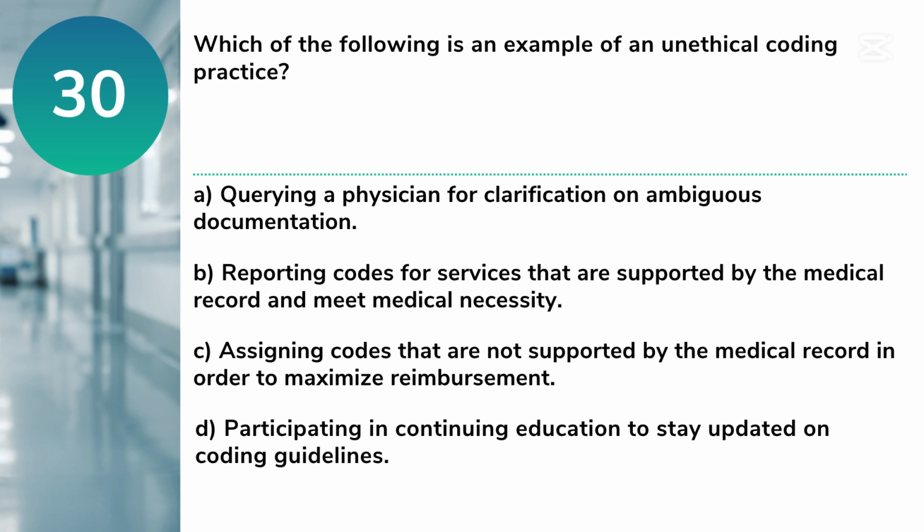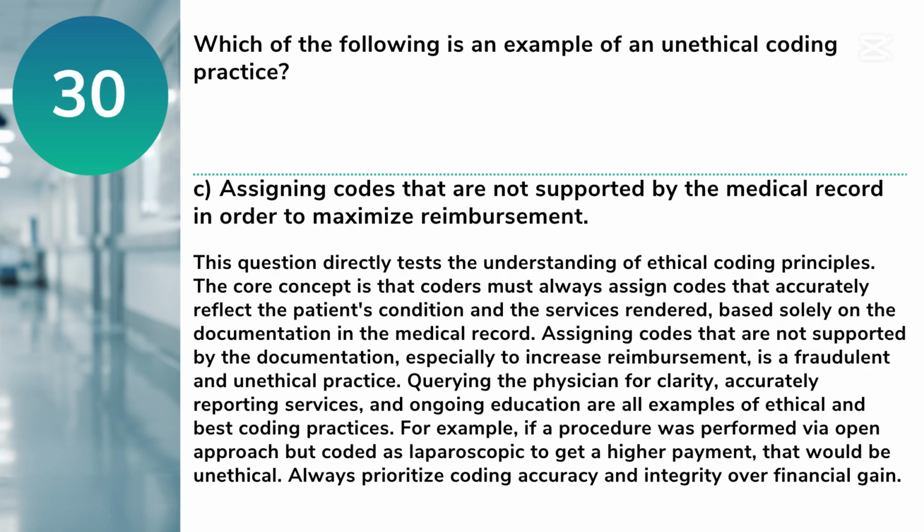Question 30. Which of the following is an example of an unethical coding practice? A. Querying a physician for clarification on ambiguous documentation. B. Reporting codes for services that are supported by the medical record and meet medical necessity. C. Assigning codes that are not supported by the medical record in order to maximize reimbursement. D. Participating in continuing education to stay updated on coding guidelines. Answer: C. Assigning codes that are not supported by the medical record in order to maximize reimbursement.